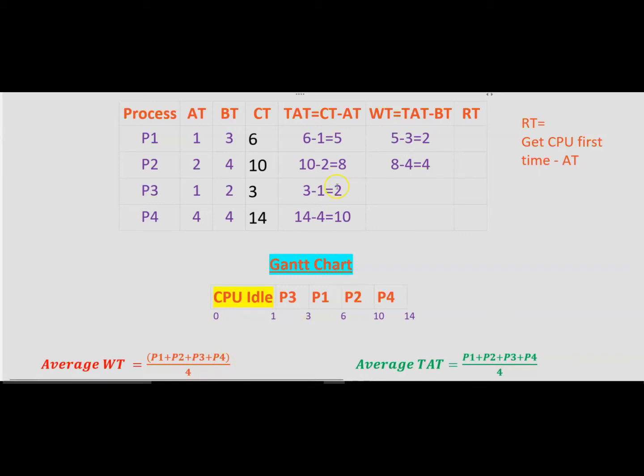And then for P3, that is 2 minus 2 is equal to 0. Last comes P4 and the turnaround time is 10. So 10 minus burst time 4, and 10 minus 4 is equal to 6. So we got all the values of waiting time.